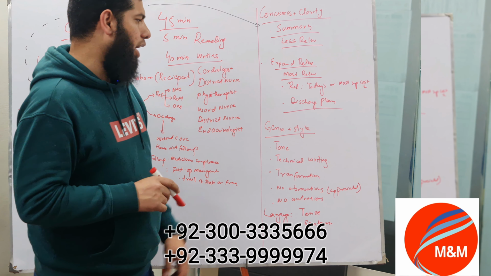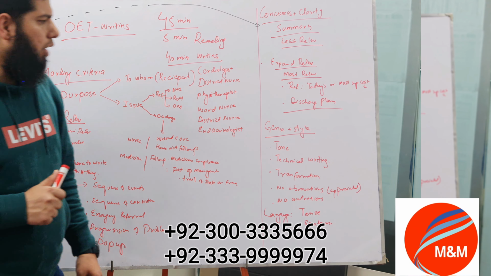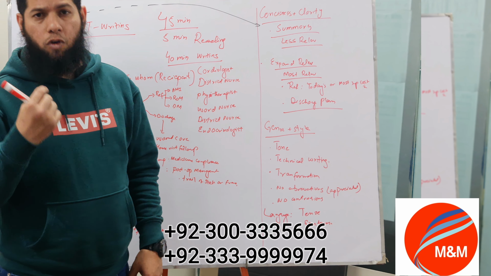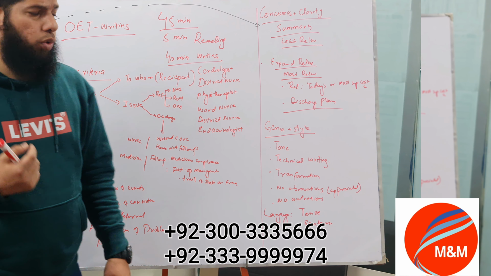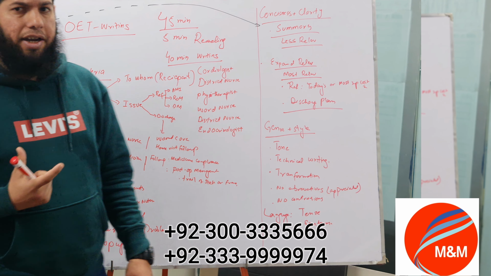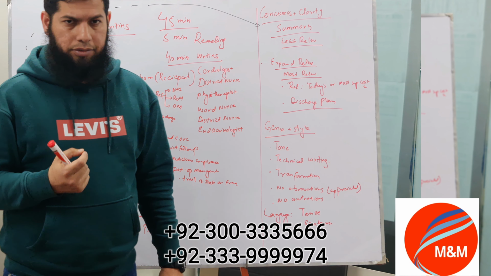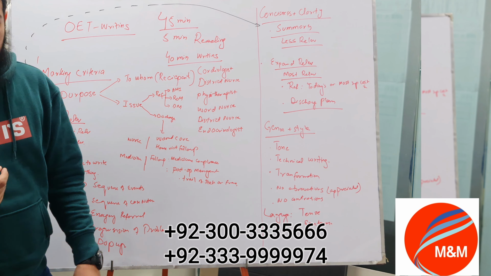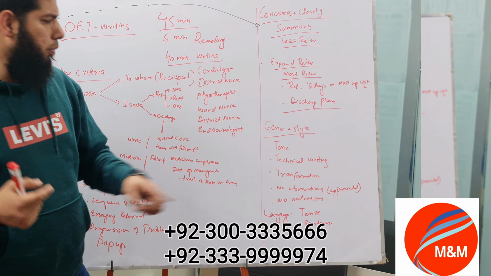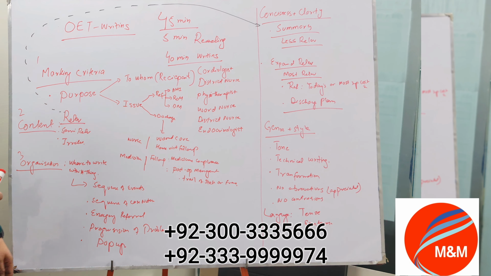Now we have genre and style. In genre and style we have tone: you have to have a formal, polite tone, no matter to whom you're writing this letter. It is technical writing. Try to understand that. So do not include any shorthand, and do not use any abbreviations. And yes, it is important for you to transform your writing, keeping in mind the person to whom you're writing this letter.